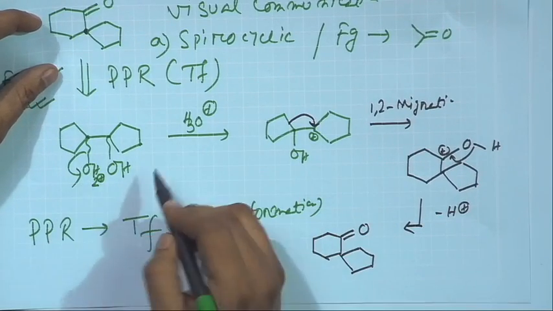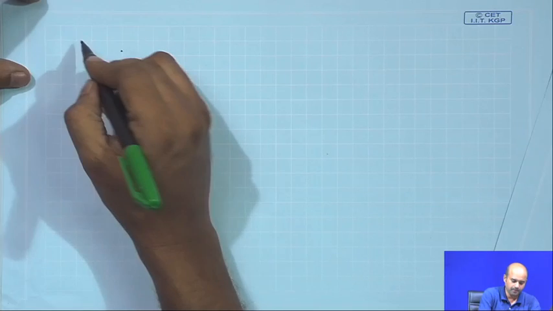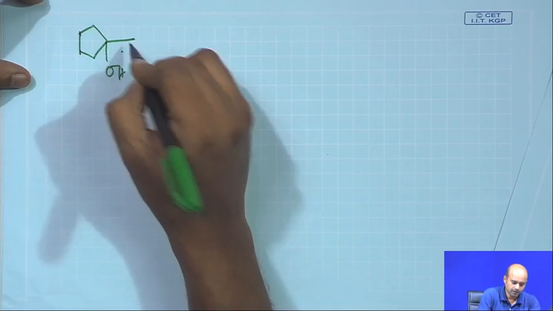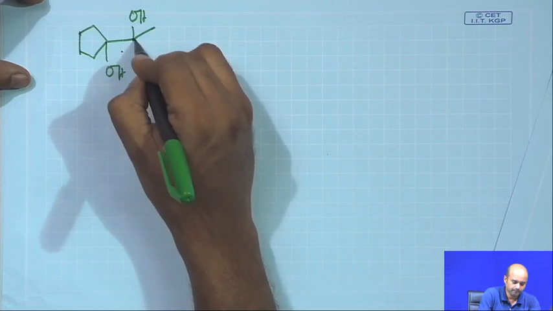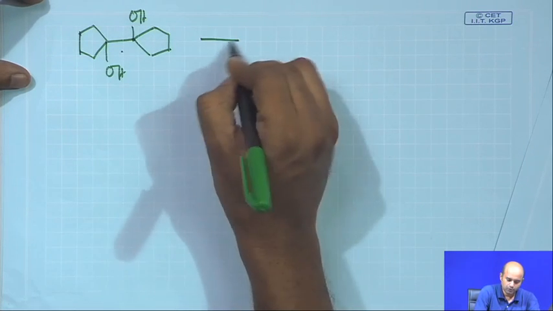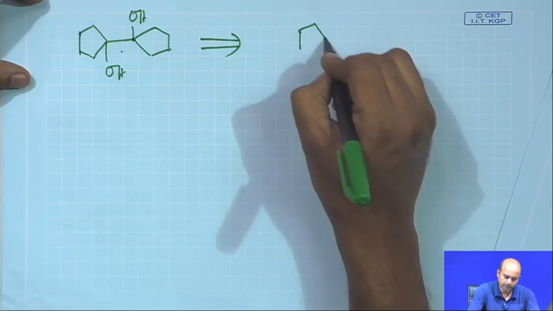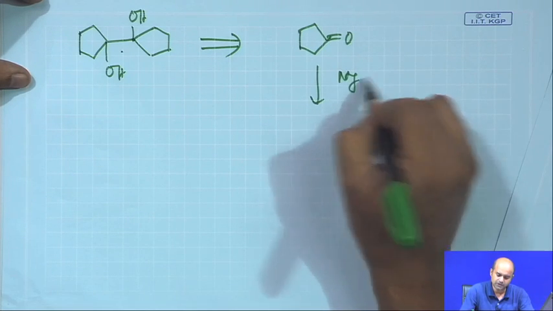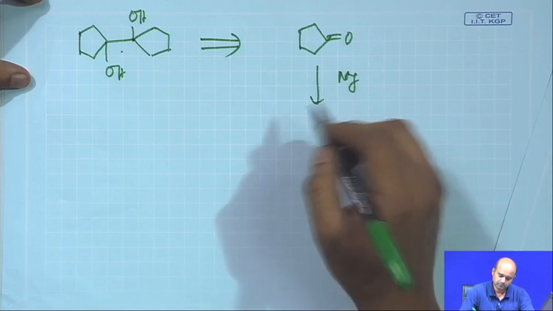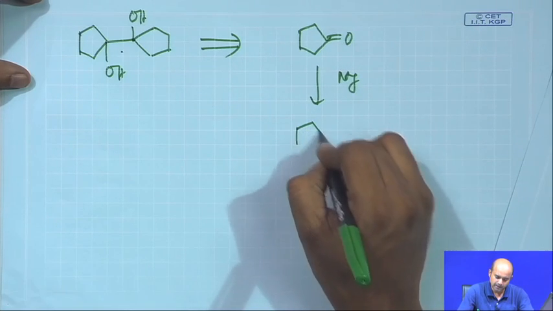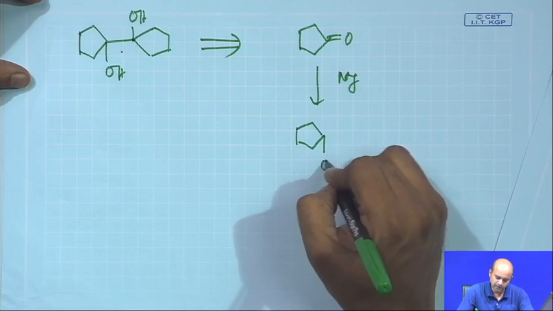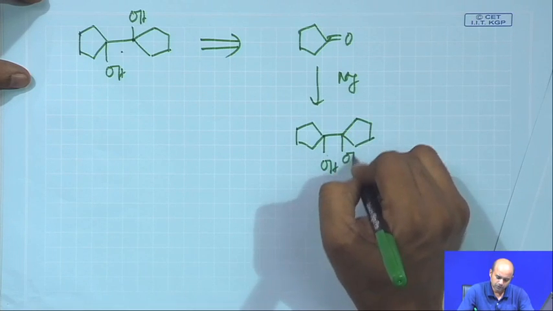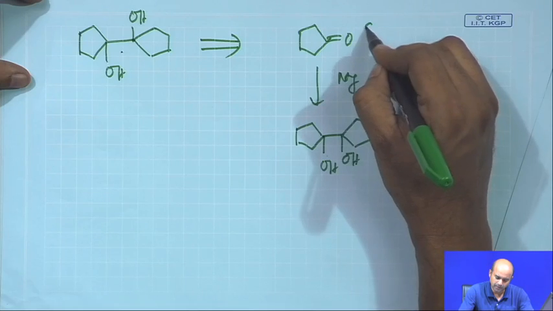This diol can eventually be made from a simple commercially available cyclopentanone. You do another retro by putting cyclopentanone. Cyclopentanone, if you react with simple magnesium, will give you a radical coupling, and then you will get this diol, which you can find in the standard textbook. So, this is the chief starting material.